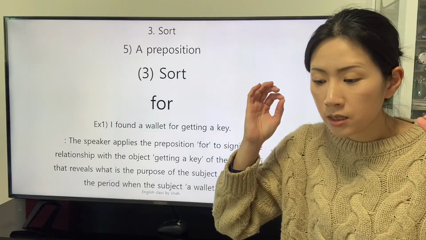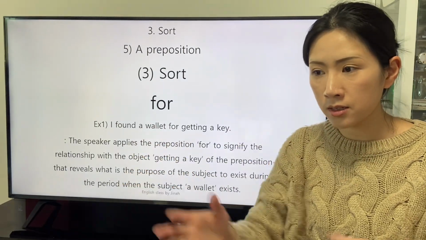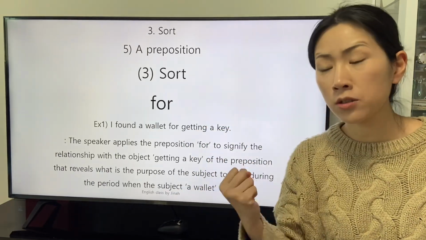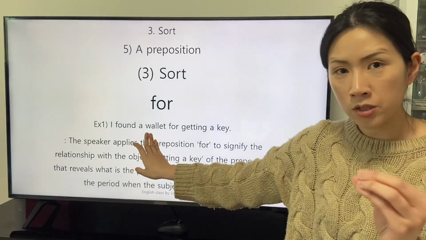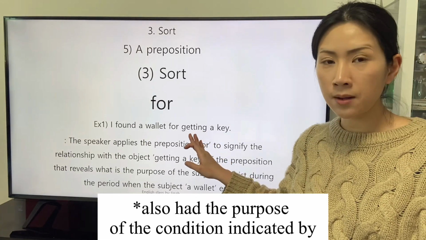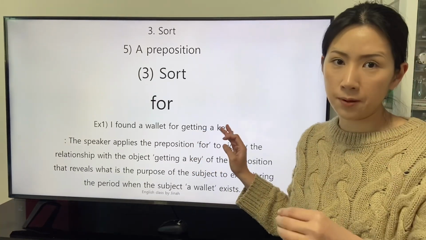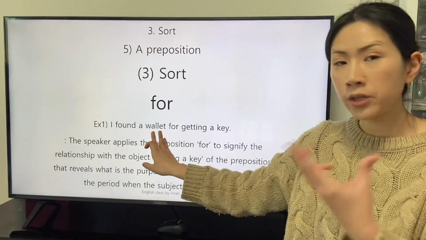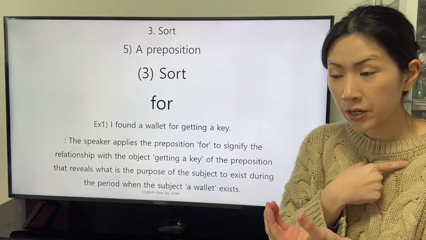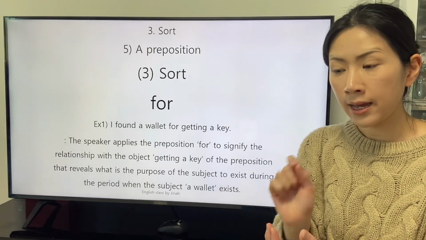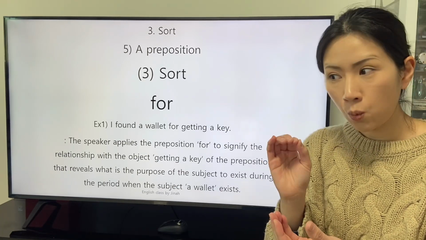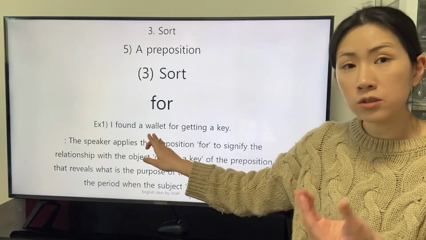So the situation is interpreted like this. As soon as the speaker found the wallet, the speaker achieved the purpose indicated by the phrase of the gerund, getting a key. We can think of the wallet was with the key. So the speaker found the wallet and achieved the purpose at the same time when the speaker found the object, a wallet.